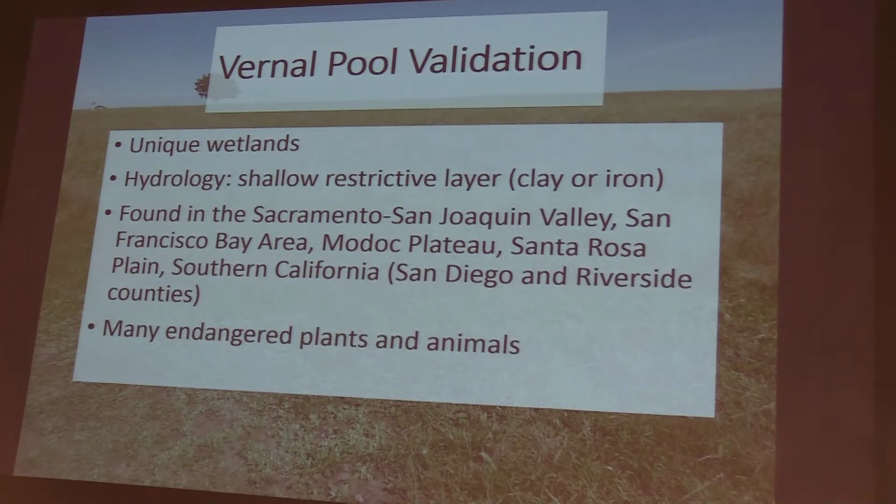Probably because they're seasonal, it's pretty easy to develop over them. And also because they rely on that shallow restrictive layer, when they get impacted by ditching or ripping, they kind of go away pretty quickly. So they're important, and CRAM has been incorporated into the regulatory process for looking at vernal pools, which Cliff will be talking about next. So we really wanted to make sure that the module was as robust as possible.